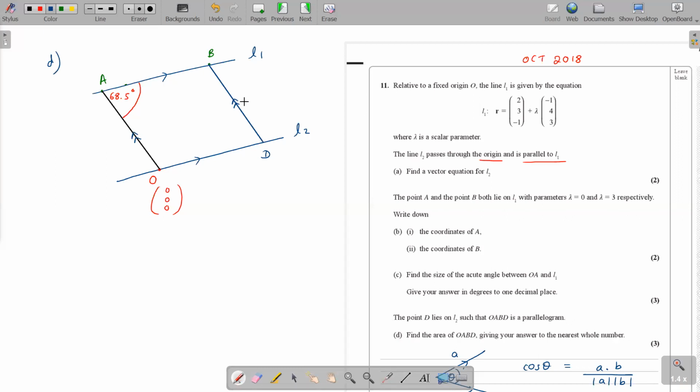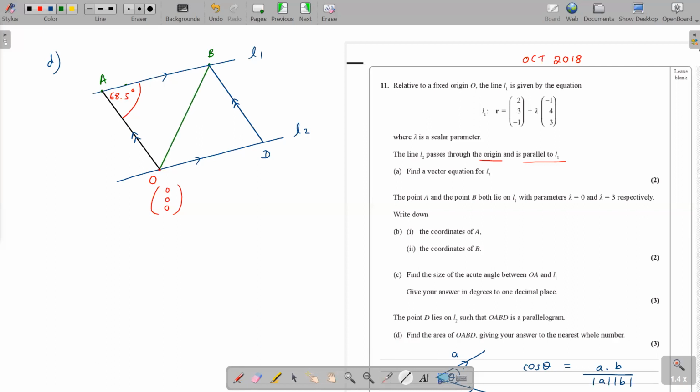Are you with me? They're asking you to find the area of the OABD parallelogram, giving the answer to the nearest whole number. So how do you find the area of the parallelogram OABD? To get the area of the parallelogram, we divide it using the diagonal. You know the diagonal of a parallelogram bisects the area of the parallelogram.